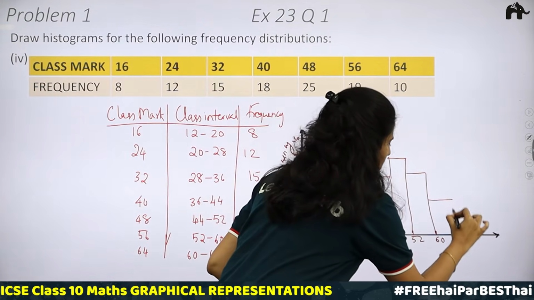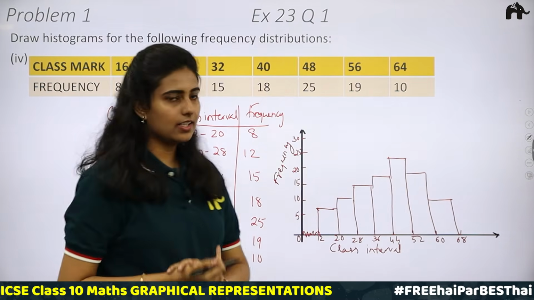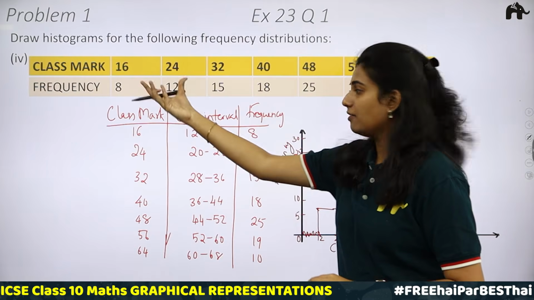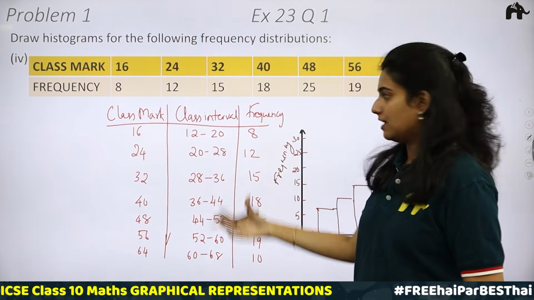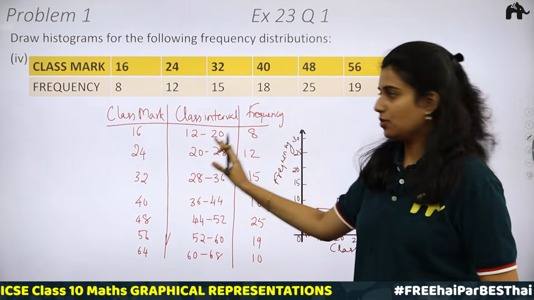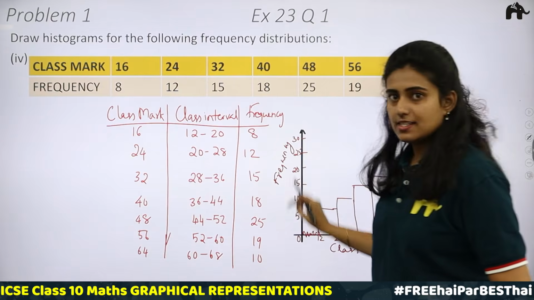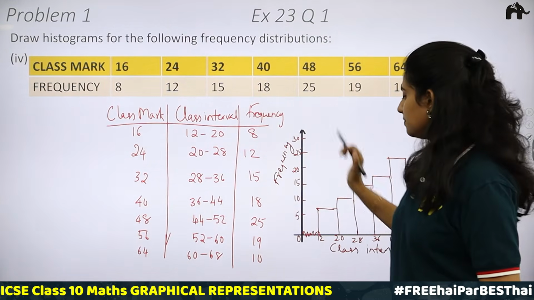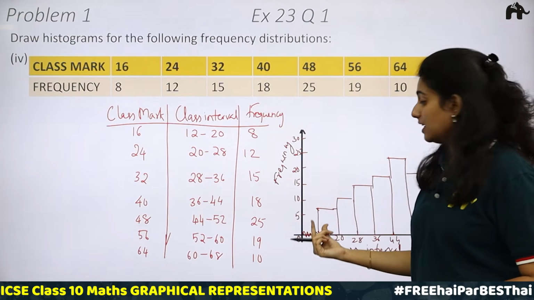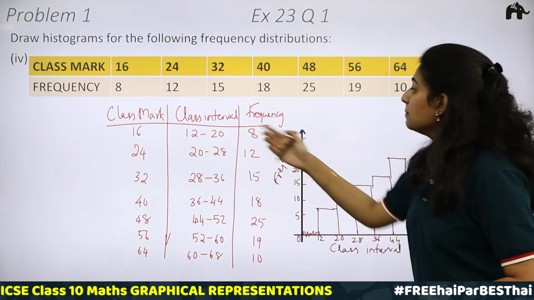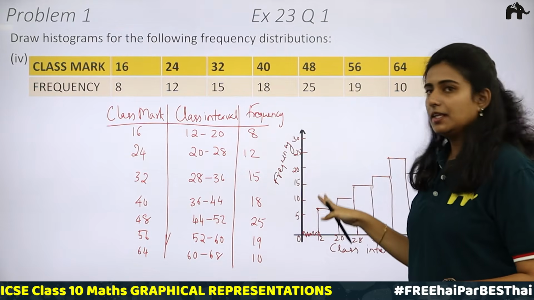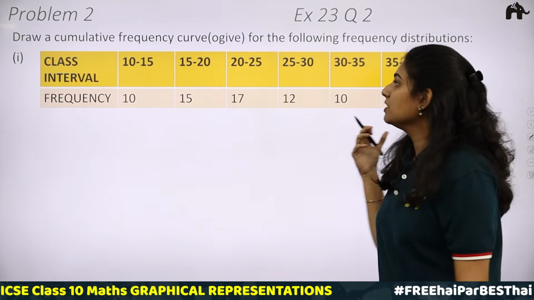So this is the required histogram. Understood what we have done? When class marks are given, we have to make class intervals. Make a table with class intervals. After that, for each class interval, represent the required frequencies. You should use a king mark in case some large values lie before the lower limit of the first interval. Clear?